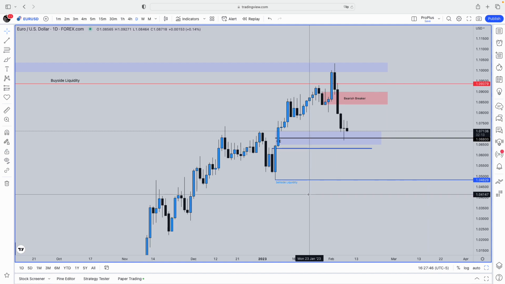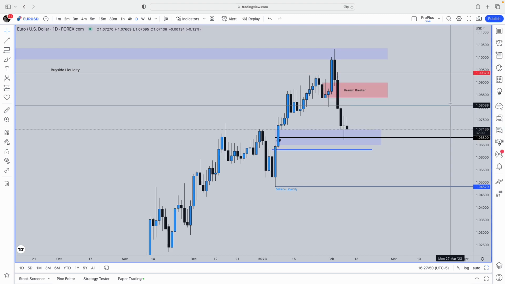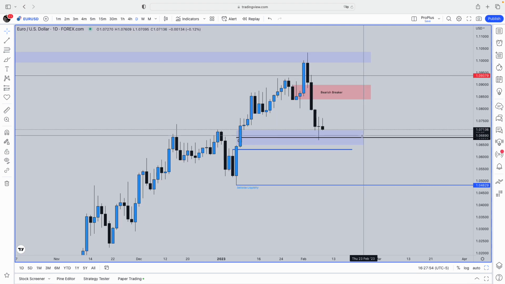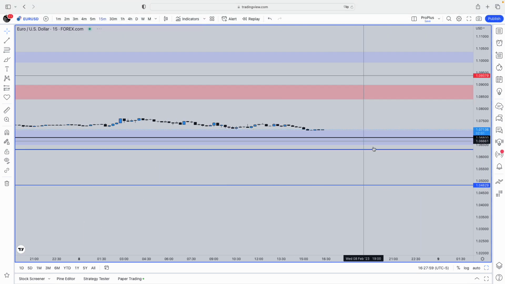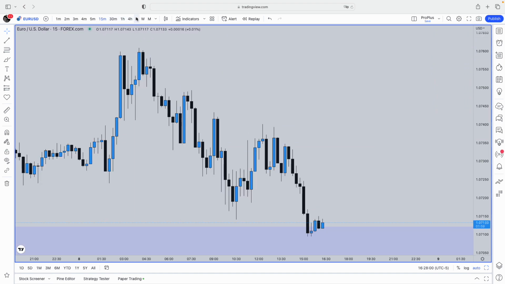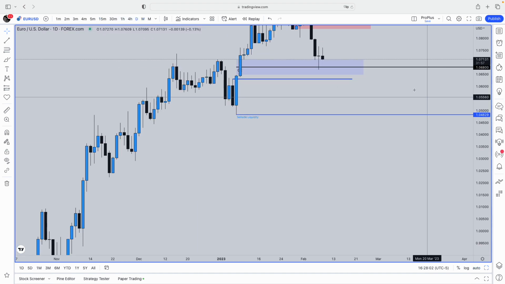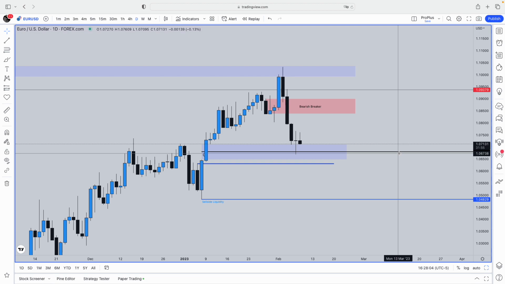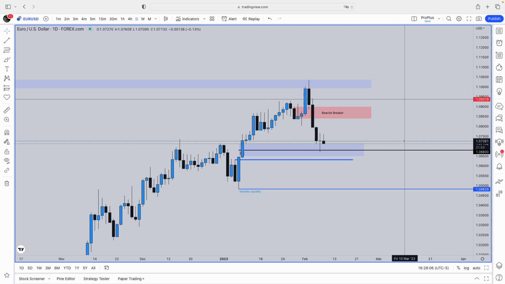It is the 8th of February 2023 and it is 9:30 GMT time. So yeah, it's 4:30 New York time. So I'm just going to go through intraday of Euro USD and the dollar, and to see if there were any setups that I saw today. So this is on the daily time frame.